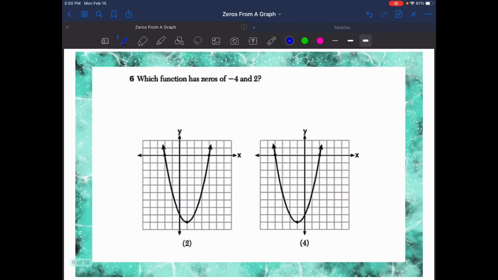Okay, let's try a multiple choice question. Which function has the zeros of -4 and 2? So here's how you do this one. Your 2 zeros are these 2 points right here and here, or here and here. If this is 0, -2 and +4, this would be 1, 2, 3, -4 and +2. So just be careful with your signs. Choice 4 would be your answer.